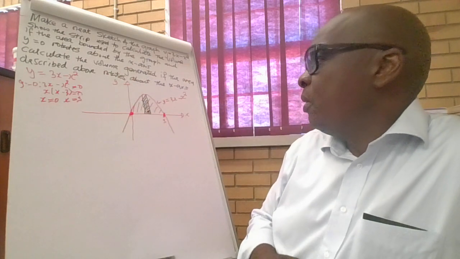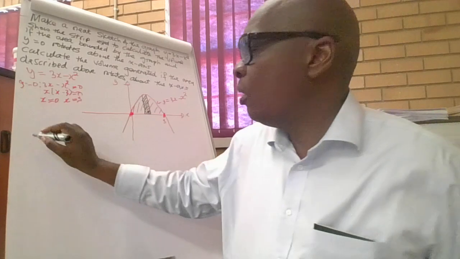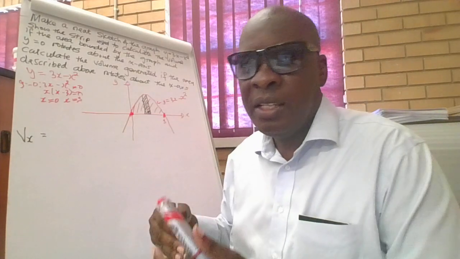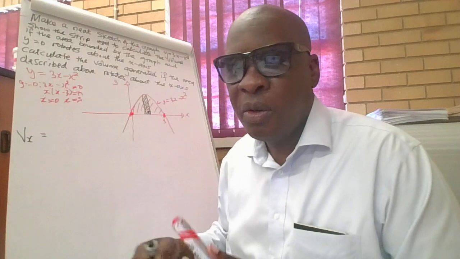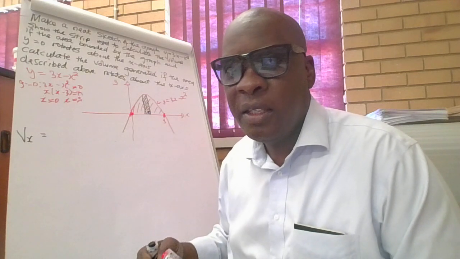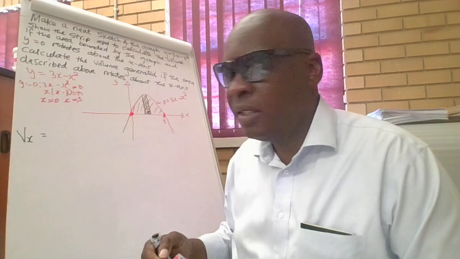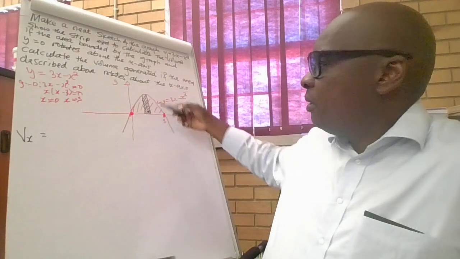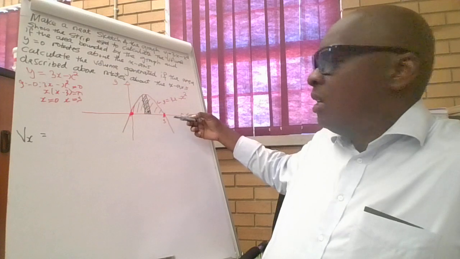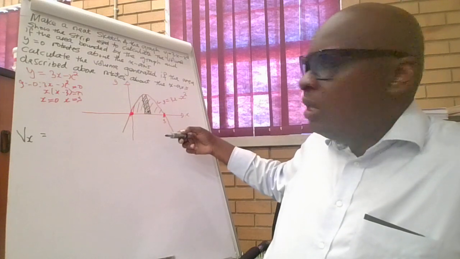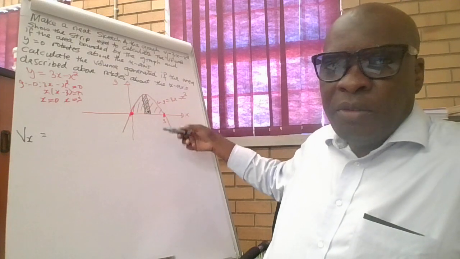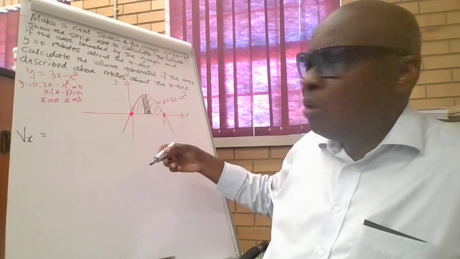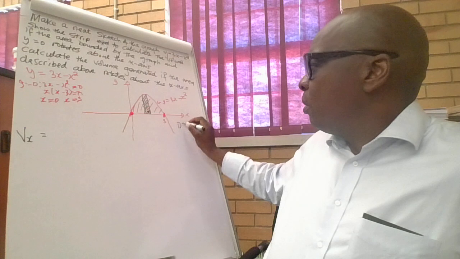So if it's rotating about the x-axis, that means I can calculate the volume Vx. Vx simply means that the volume that I'm calculating is rotating about the x-axis. And you can see that if this area is rotating about the x-axis, it is going to form a solid of revolution. And this solid of revolution that is formed, we can calculate that volume using what we call the disk method.